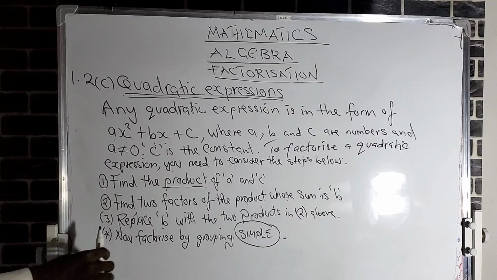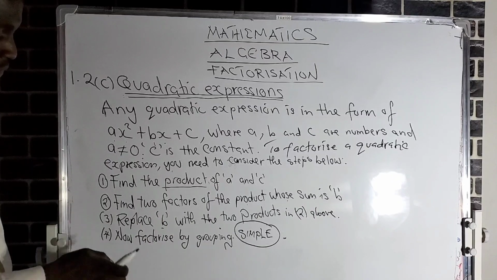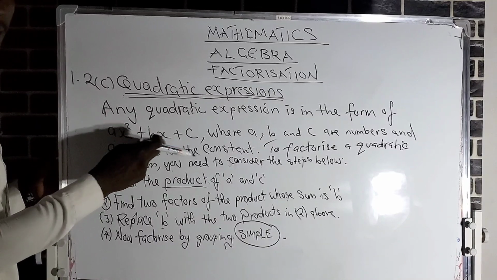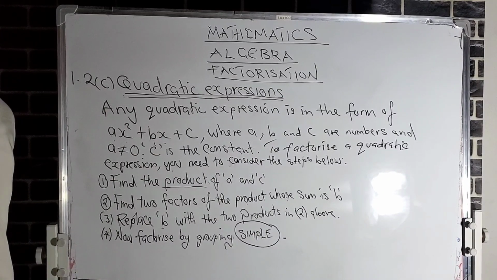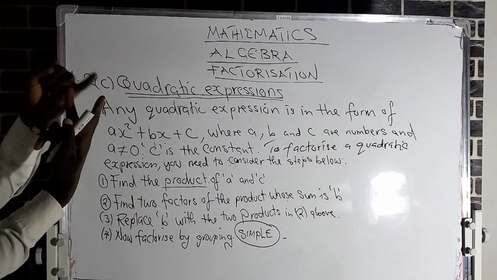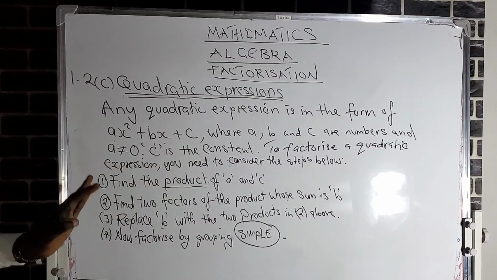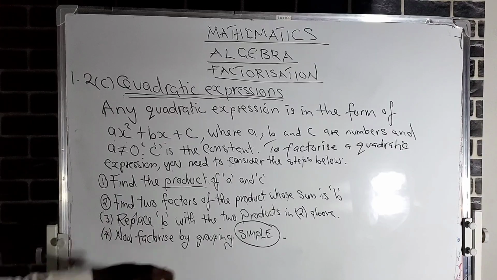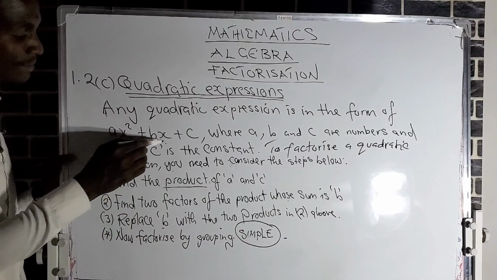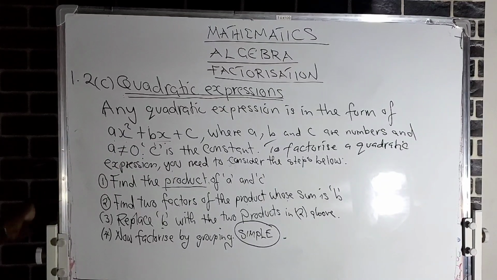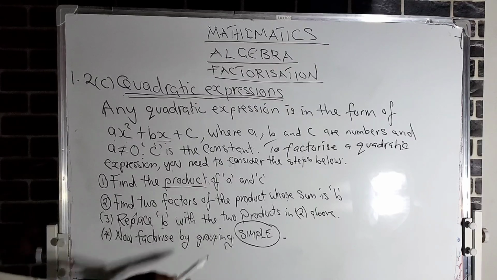Now, after finding those 2 factors, what do you do? You replace b, this term, with those 2 factors. Then you have how many terms when you replace with 2 factors? You have 4 terms. Then you can factorize by what? Grouping. Simple. The purpose of doing this is to split this b so that we can factorize by grouping. Now factorize by grouping. Simple.